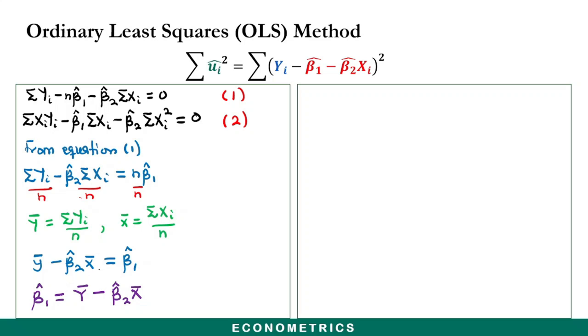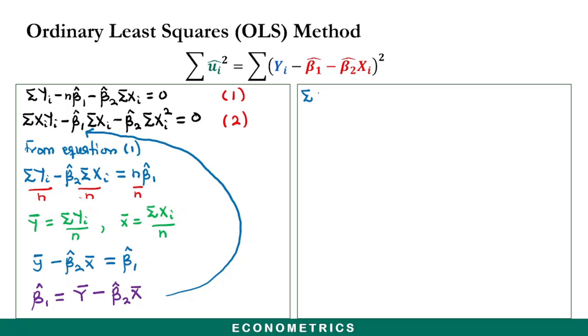Now we also need to determine beta 2 hat, because remember, you need beta 2 hat in order to estimate beta 1 hat. So let's go ahead and do that. What we are going to do right now is substitute this beta 1 hat into equation 2 in order to solve for this problem. So I will write it here.